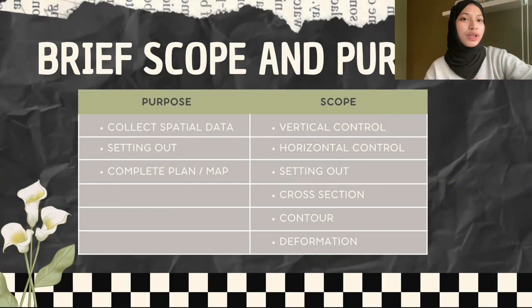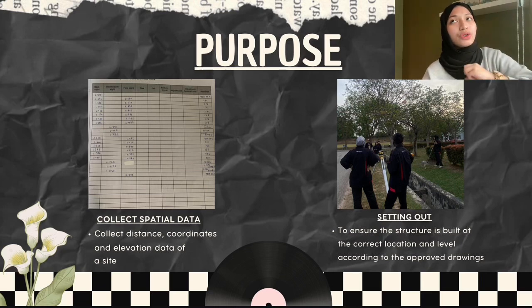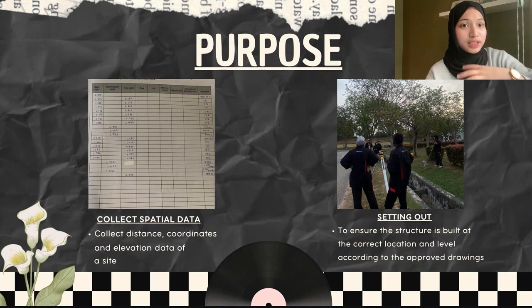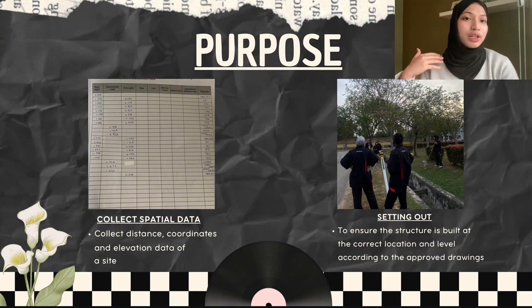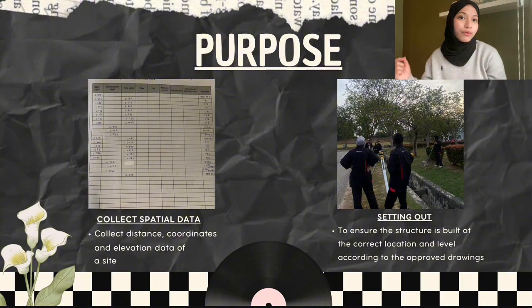Right now, I'm going to explain about the purpose and also scope for engineering survey. First point of purpose is to collect spatial data. It is to collect distance, coordinates, and also elevation for a site. For example, we are measuring the land area before doing a construction. This is to provide basic information for engineers to design.